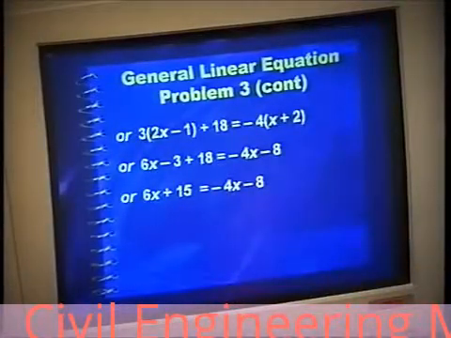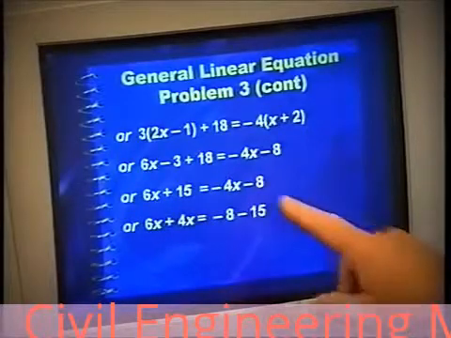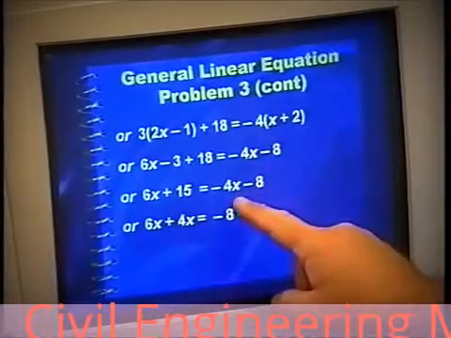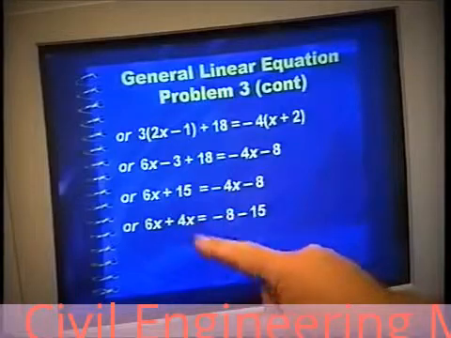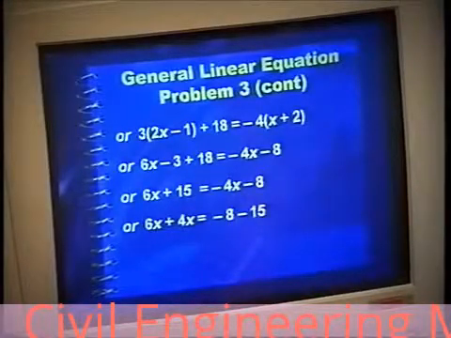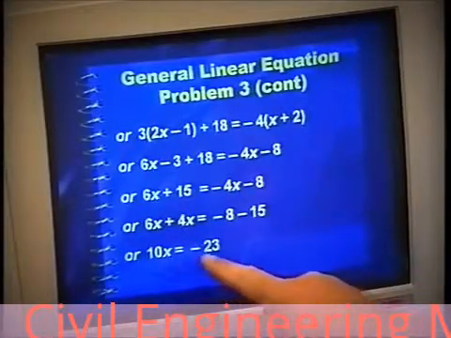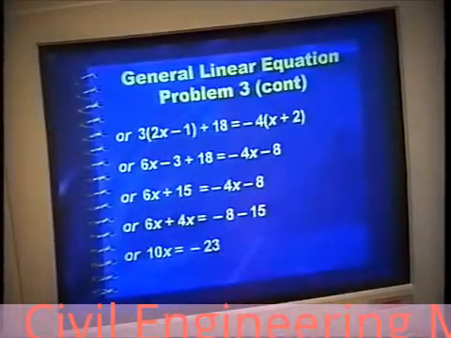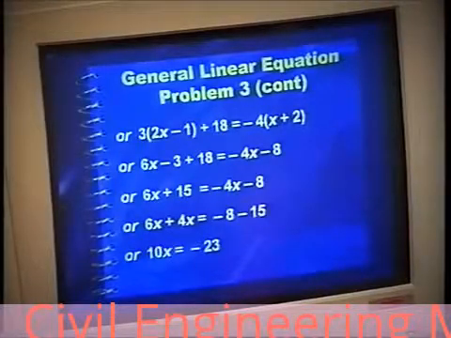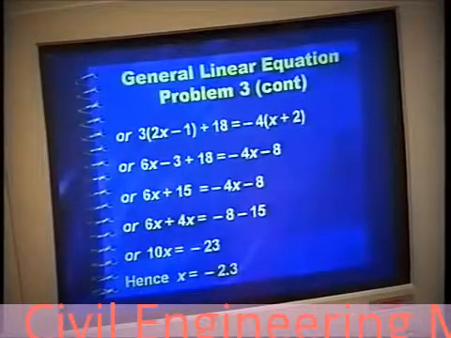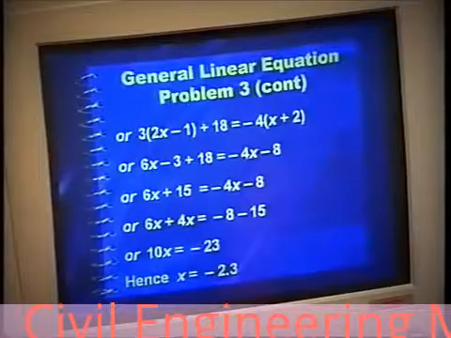Bring x's to one side, numbers to the other side. So I transpose. Negative 4x goes to that side, becomes positive 4x. And the 15 goes to the other side, becomes negative 15. Finally, simplifying that becomes 10x equals negative 23. And the last step is the cross multiplication. And the answer, therefore, is negative 2.3.